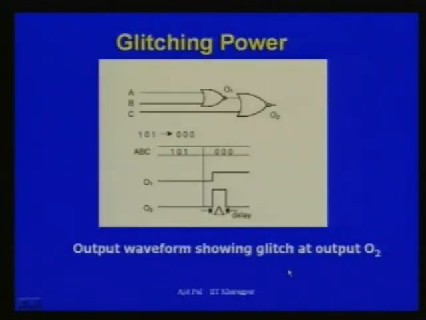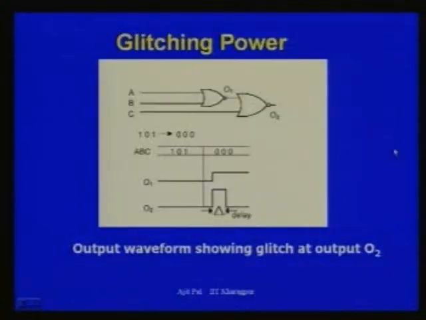There is another dynamic power dissipation which is known as glitching power. The glitching power is due to non-zero delay of the gates. If you assume that gates do not have any delay, then there will be no glitching power. But unfortunately, all the gates will have some delay, and the glitching power can be explained with the help of this simple circuit comprising two NOR gates.